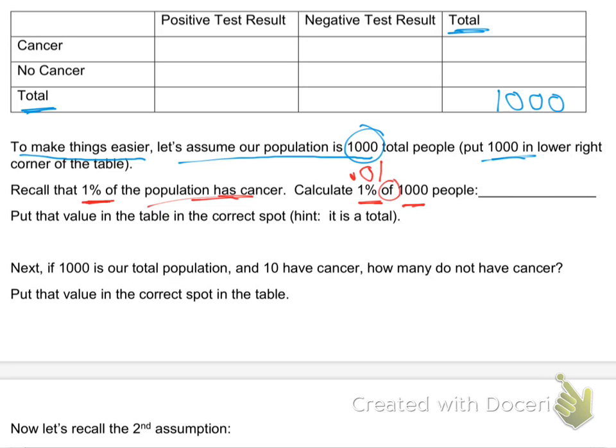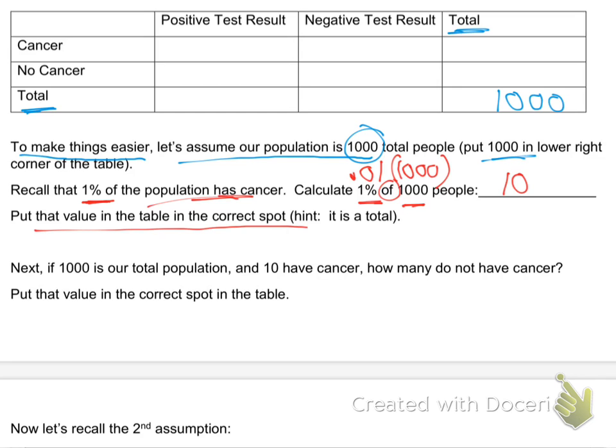0.01. What is "of" always? Times 1,000. So it's 0.01. You just make a decimal and you multiply by 1,000. And you get 10 people, right? 10 people is 1% of 1,000. If you take 10 100 times, you get 1,000. Right? That's 1% of 1,000.